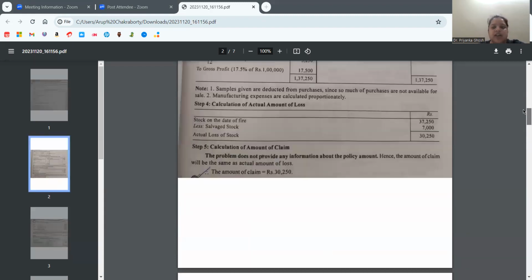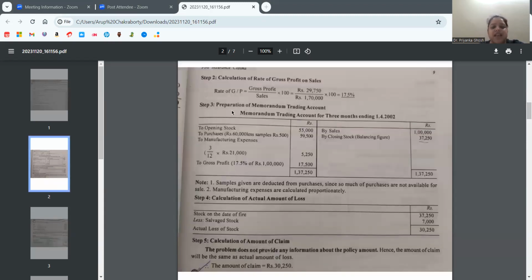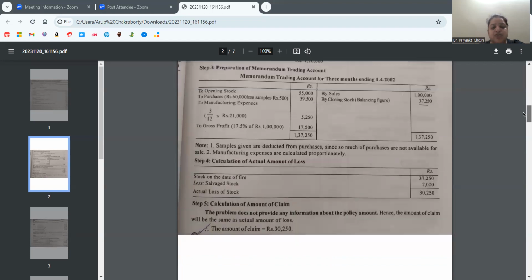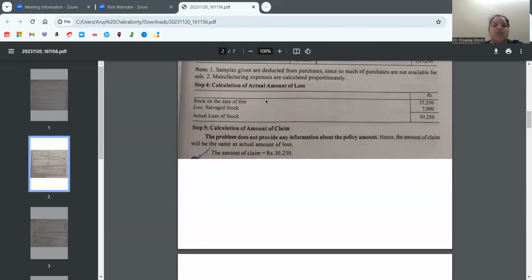After finding the rate of gross profit, step 3 is the memorandum trading account. This is the current year trading account, from 1st January 2002 to the date of the fire. Why do we prepare this memorandum trading account? To get the value of the closing stock. After getting the value of closing stock, our fourth step is to find out the actual amount of loss.